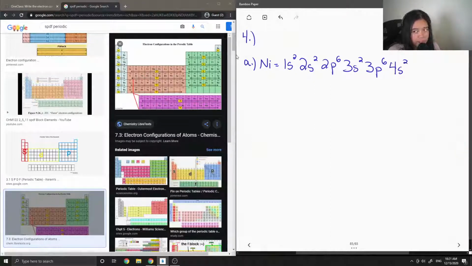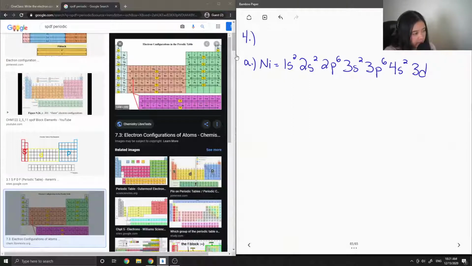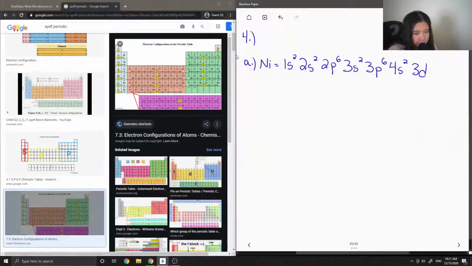And then when we get to the D block, it's going to be the row number minus 1. So we just write 3d. And then we count up to our desired element, which is nickel. So we count 1, 2, 3, 4, 5, 6, 7, 8. And then we get 3d8. Okay, so this is for a neutral nickel atom.